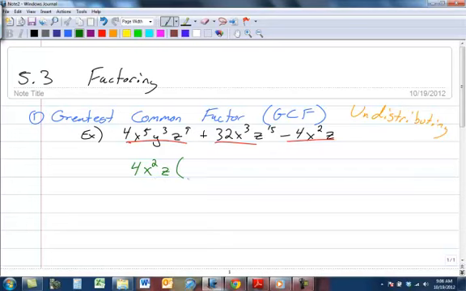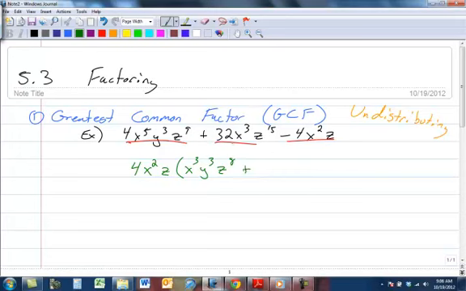So parentheses, then you would take each term and you're going to divide it by 4x squared z. So 4 divided by 4 is 1. There were 5 x's. We took 2 of them out. So there's 3 left. We didn't do anything with those y's, so those y's are still there. There were 9 z's. We took 1. So now it's z to the 8th power.